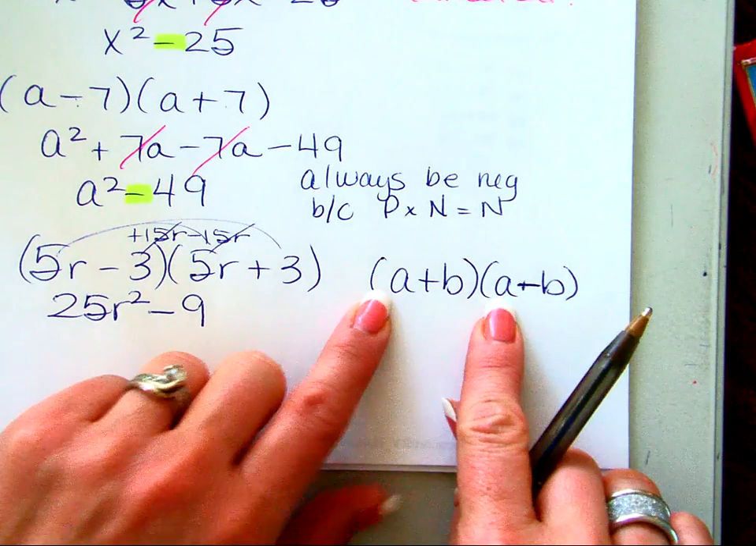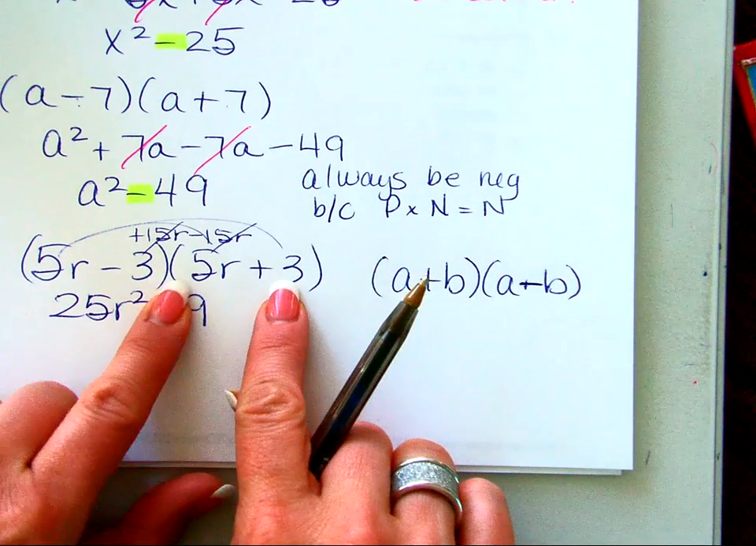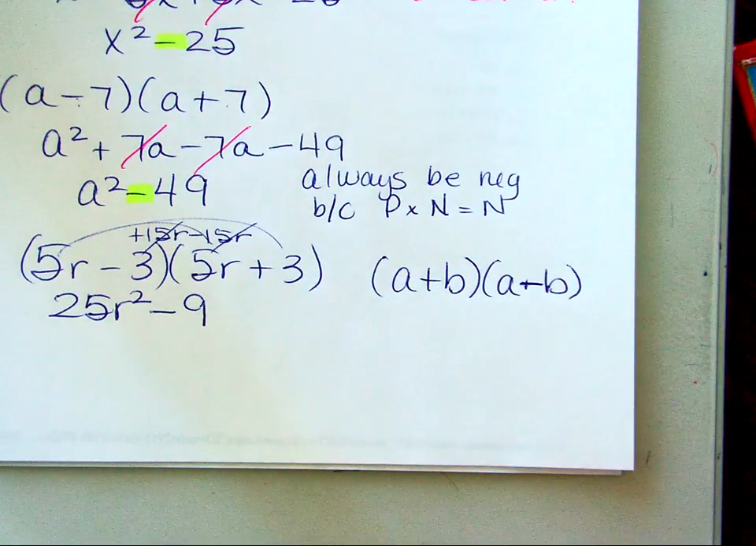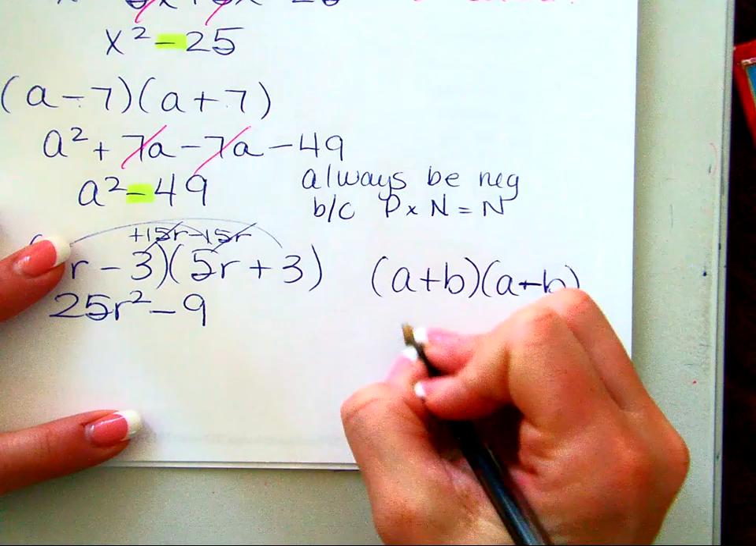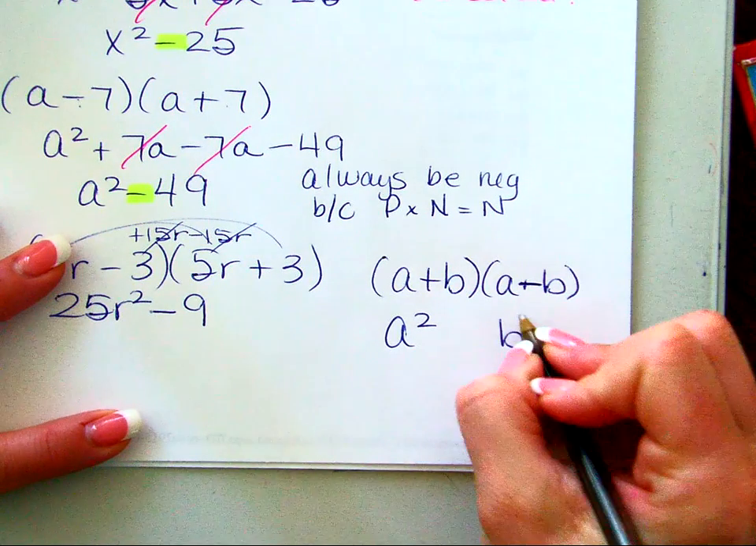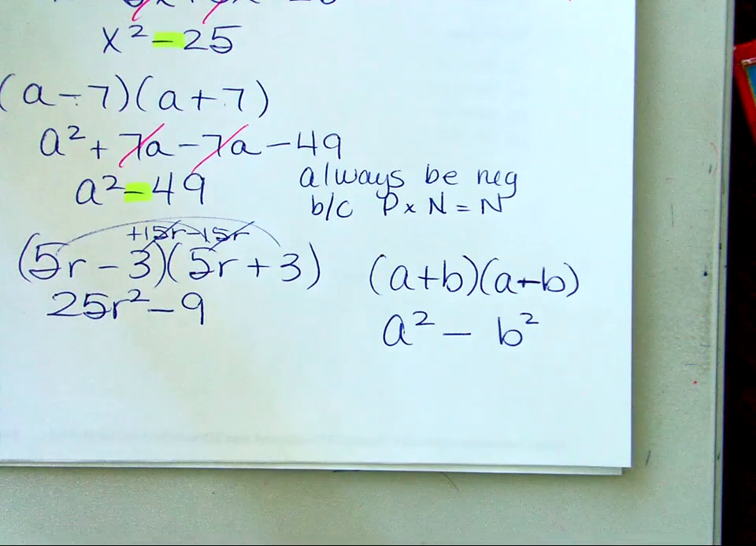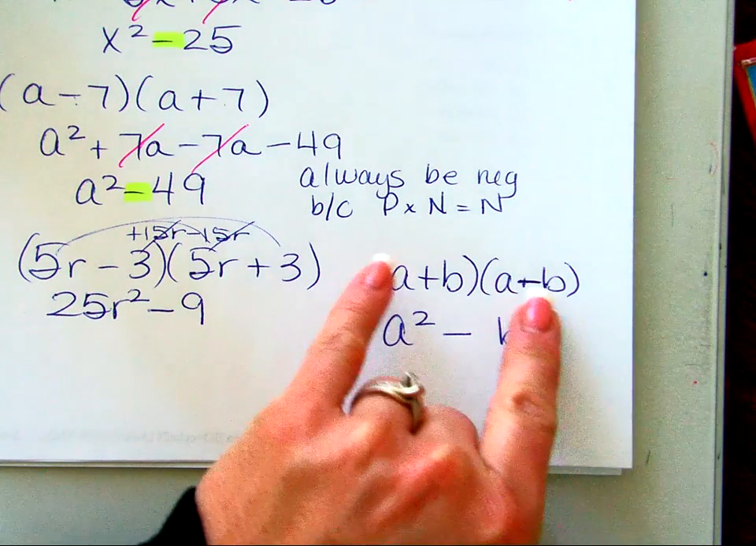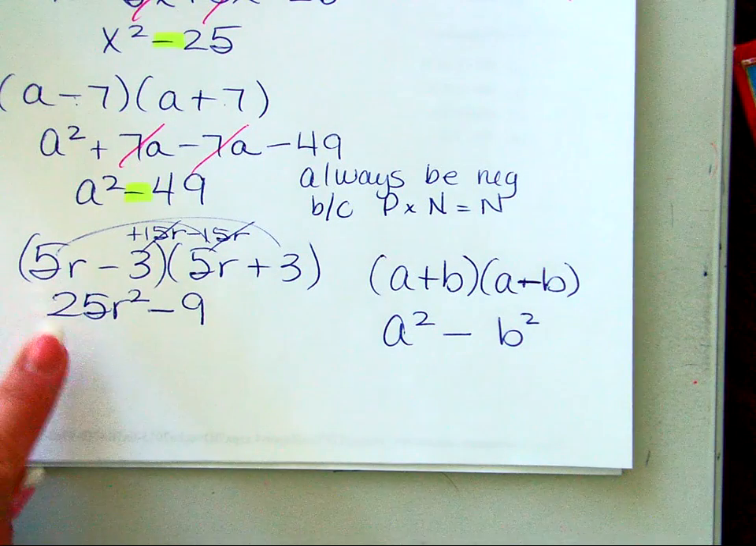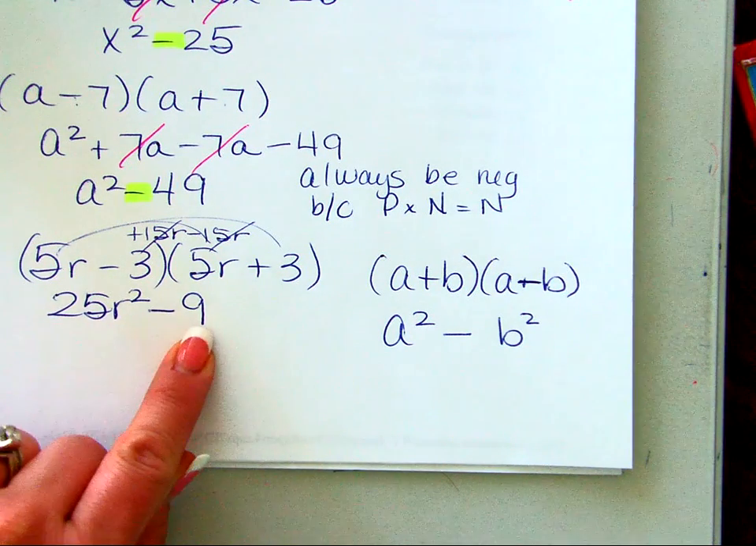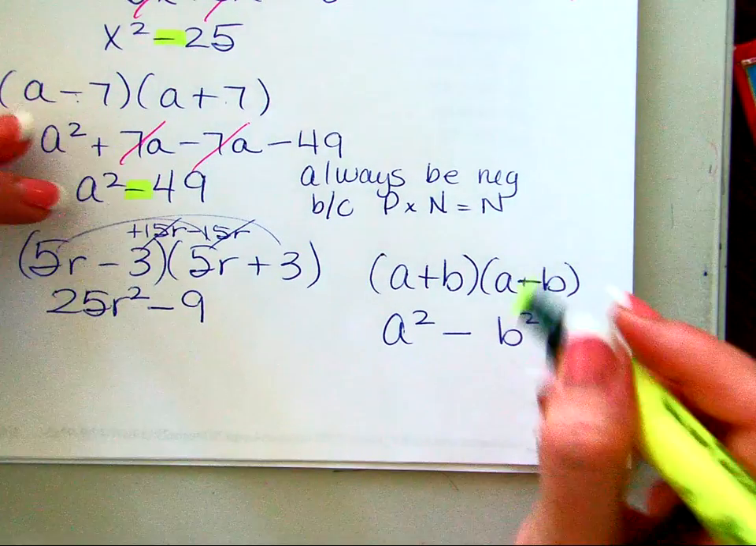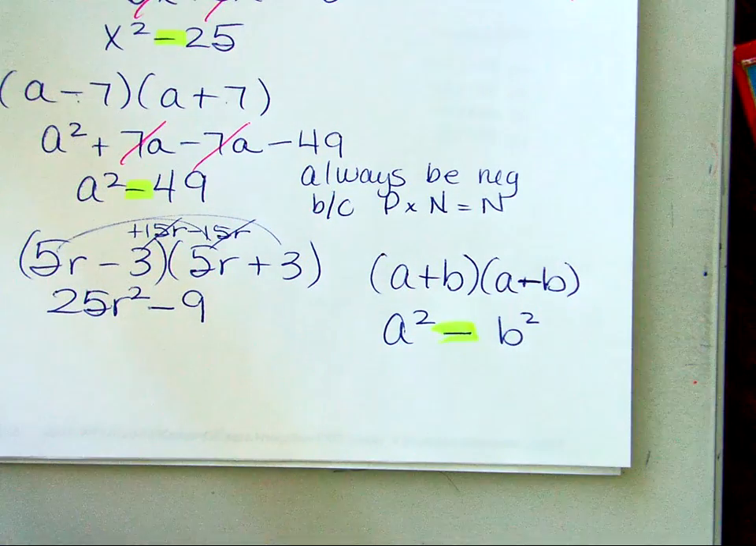Here's your shortcut. A is the first spot. B is the second spot. One has to be a plus, one has to be a minus. Your shortcut is take A and square it, take B and square it, put a minus in between. That is how you will get every single answer if it's set up this way. Take 5r and square it. Take 3 and square it. Put a minus in between. Okay?